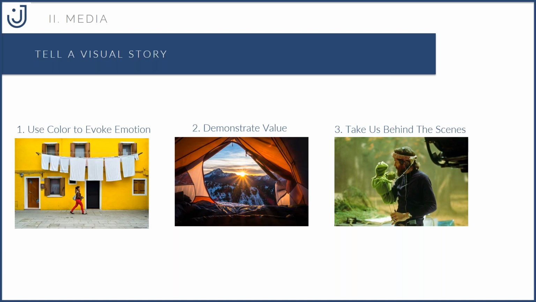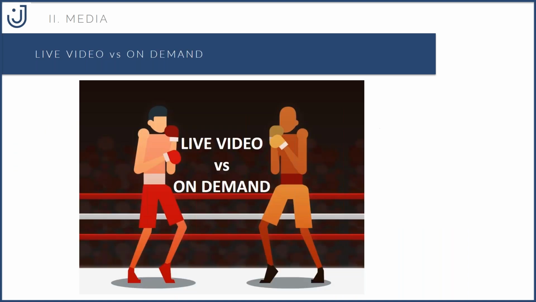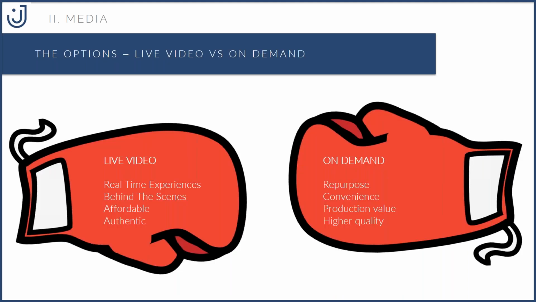So the next thing I want to talk about, again we bounce back over to video, but there are two types of video here: live video versus on demand. On demand is really one of those types of videos you can just repurpose. It's convenient. It offers a higher production value, which means better storytelling and higher quality.